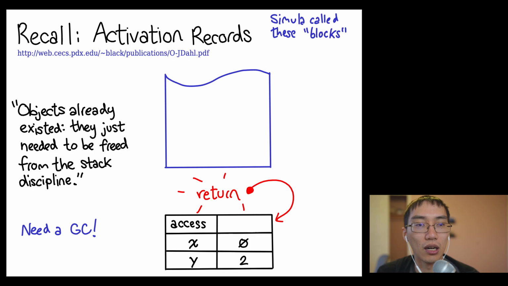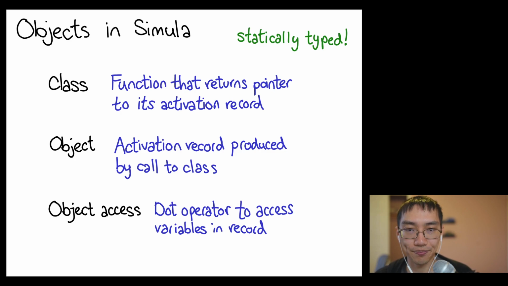But Dahl was like, hey, we really like these activation records. They look like objects. We just need to free them from the stack discipline. So we need a GC to know when to actually eliminate them. But they were like, okay, we're going to decouple the activation records from the stack, and then we're going to use them as the basis for implementing objects. So how are we going to do this?